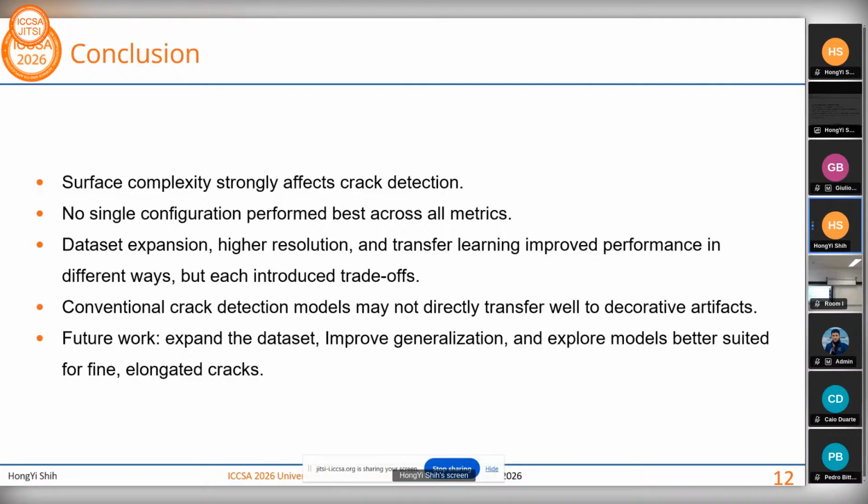For future work, we are planning to expand more data, include more various crack types, and include more different types of patterns to help improve the model generalization. And since we only used YOLO 8 for the model training, we are also planning to explore different models that are better suited for fine elongated cracks.